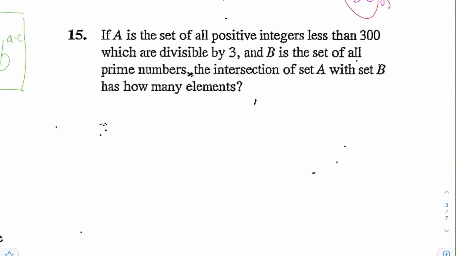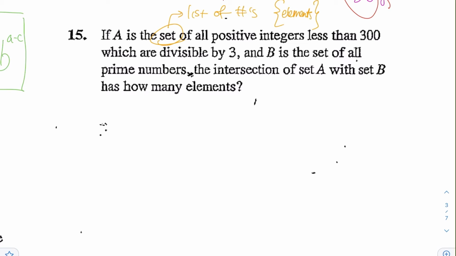Next for number 15, if a is a set of all positive integers less than 300, which are divisible by 3, and b is a set of all the prime numbers, the intersection of set A and set B has how many elements? So a set is just a list of numbers as well. But there's no pattern here. It's just denoted by these curly brackets. And the numbers inside are called elements in this set.